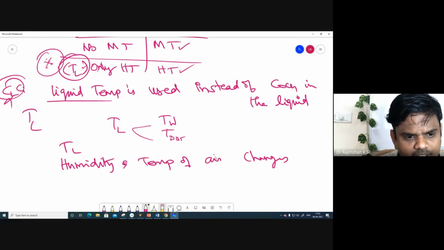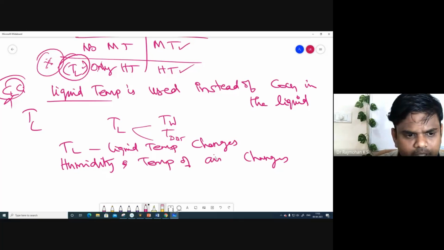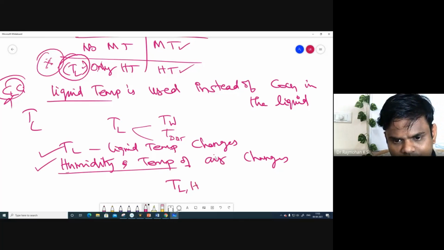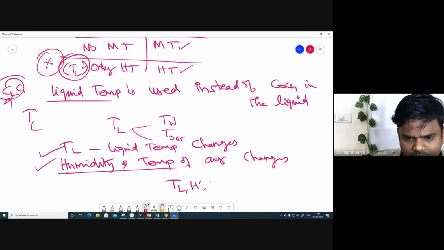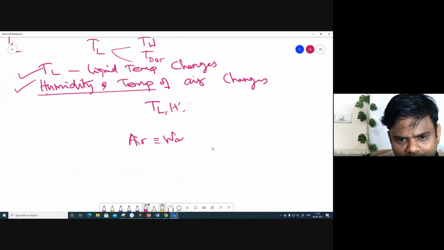So the parameters that change are, on the liquid side, the temperature of the liquid, and the humidity and temperature of the air. So these three parameters are changing: TL, H dash, and the temperature of the gas side. We should know that air is in equilibrium with water at a given temperature.